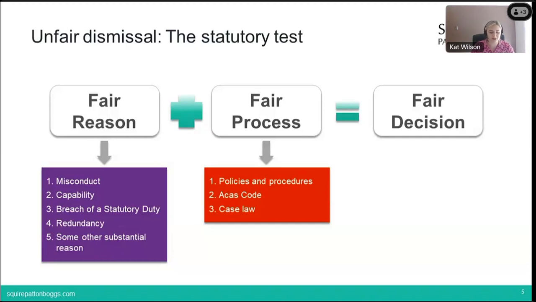So under the Employment Rights Act 1996, there's 5 potentially fair reasons to dismiss someone, and we've noted those down on the slide. So misconduct, capability, breach of statutory duty, redundancy, and some other substantial reason. Now, for the purposes of this webinar, we're going to be looking at conduct as one of the potentially fair reasons in disciplinary processes. And we're talking about misconduct.